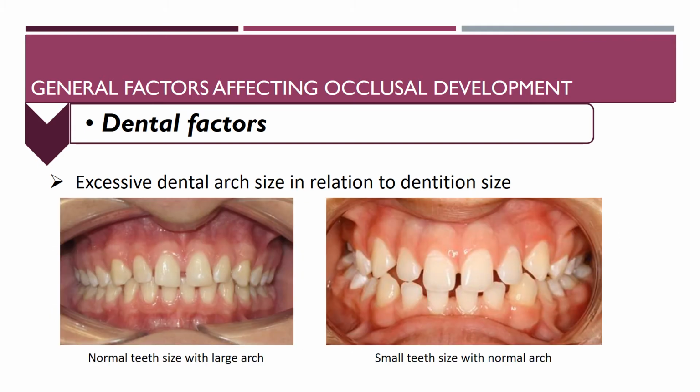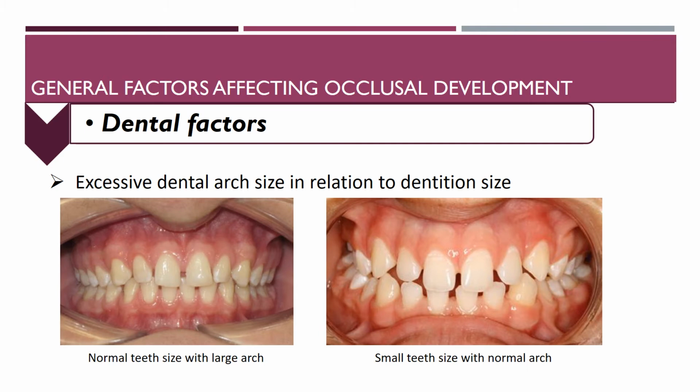The other one is the excessive dental arch size in relation to dentition size. It is less common, and occurs when there are too small teeth in relation to the size of the dental arch, or too large a dental arch in relation to the size of the dentition, or both, which will result in spacing.